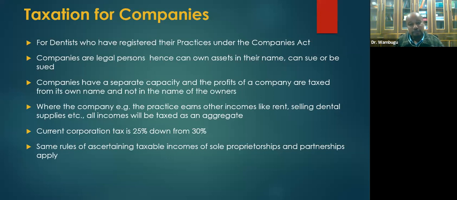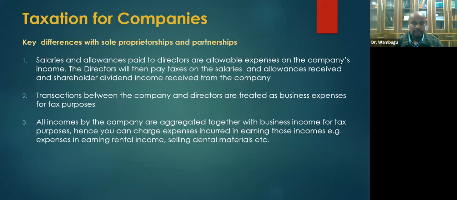Now, the same rules of allowable and disallowable expenses I've explained before also apply to companies. The key difference between sole proprietorships and partnerships is that in companies, the salaries and allowances paid to directors are allowable expenses. Remember, in partnerships, I said they're not allowable because the partnership does not pay taxes. It is the partners who pay the taxes. Now, for companies, the company will pay taxes, and then the directors will also pay taxes.